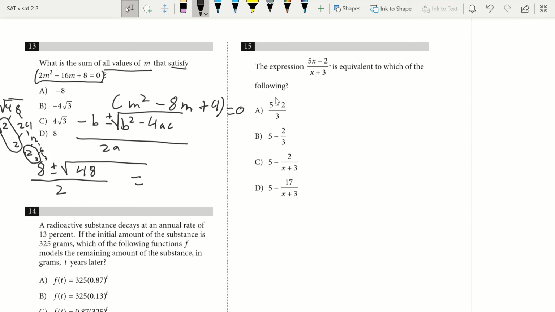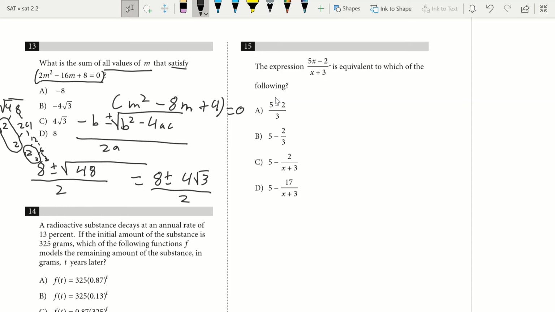And I'll go ahead and put an equal sign here. So we're going to have 2 sets of 2's. 2 times 2 will bring us 4, and we have 3 remaining right here. I know it's small, but it's there. So we're going to have 4 root 3, right? So that's what the square root of 48 will simplify down to. So we're going to have 8 plus or minus 4 root 3 over 2.